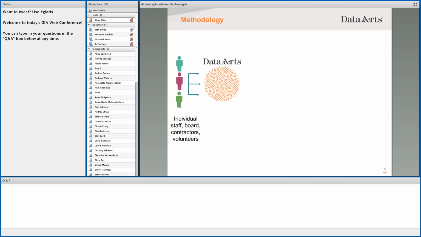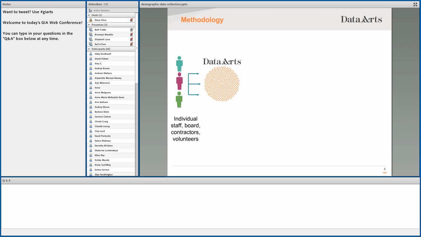So we collect the data directly from staff, board, volunteers, and contracted personnel, which includes artistic staff typically, through an anonymous web link to the survey. The data goes directly to DataArts for analysis rather than having it collected or aggregated by an individual within the organization itself. We do this as a way to begin to address the concerns about the privacy of the data.